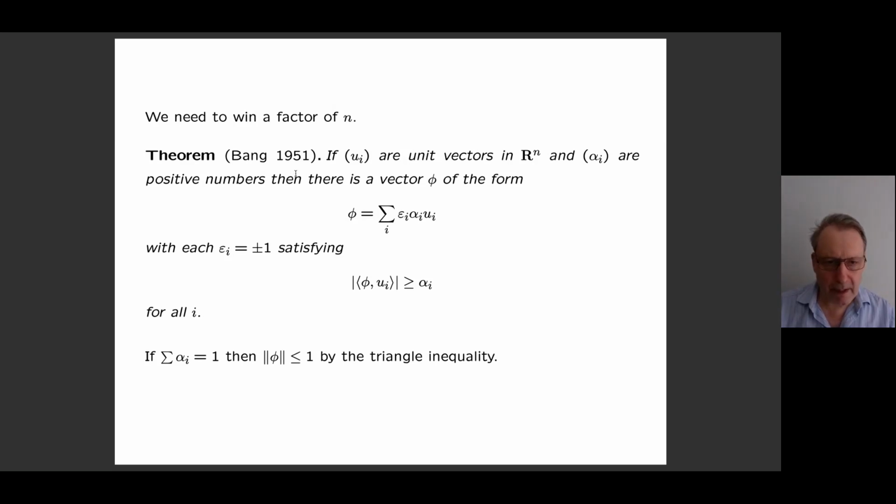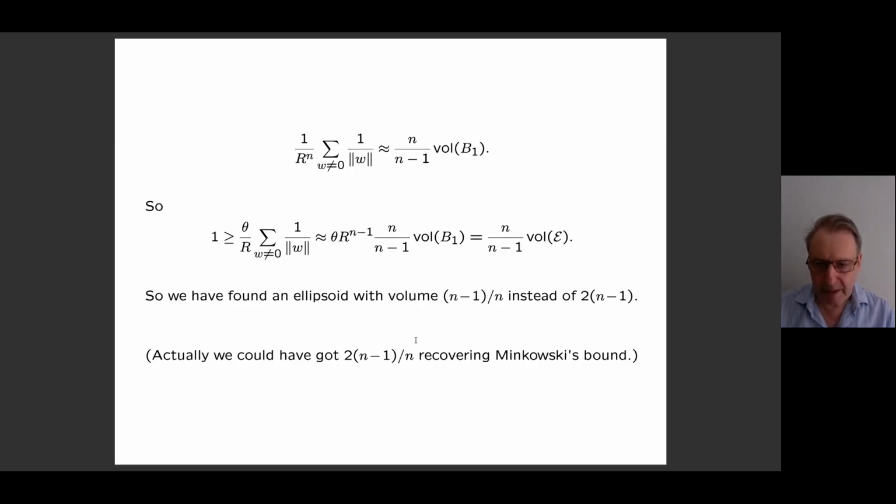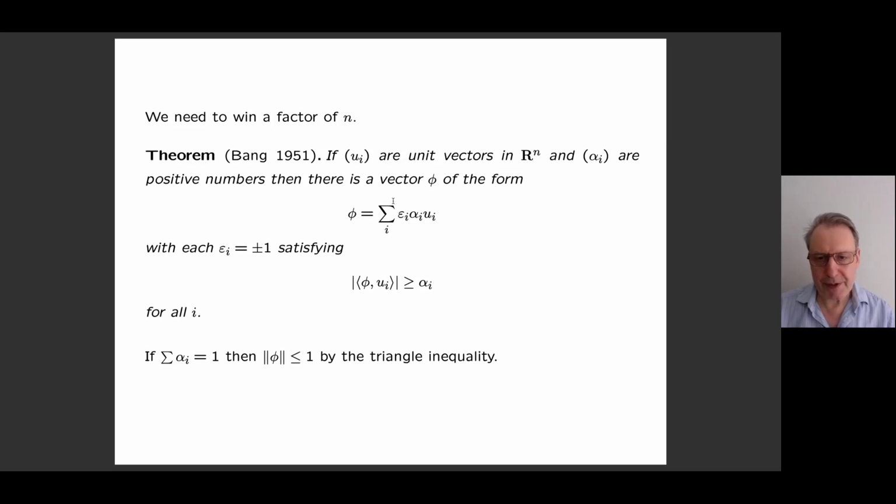After a couple of weeks of being very pleased about this, but wanting to do better, I remembered that the proof of Bong's theorem actually tells you something much more. It says that if you have unit vectors and positive numbers, as before, then there is a vector of this form. What is it? It's a linear combination of the unit vectors with these weights, these positive numbers, together with a choice of signs, plus or minus, each one being plus or minus. There is a vector of this form which satisfies the inequality you want for each of the inner products.